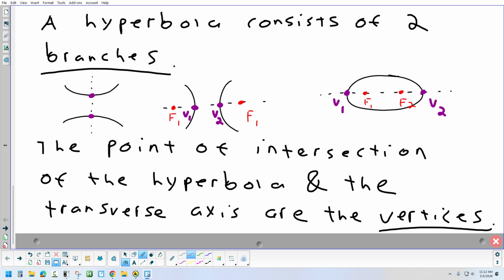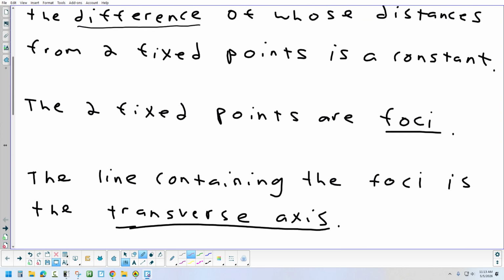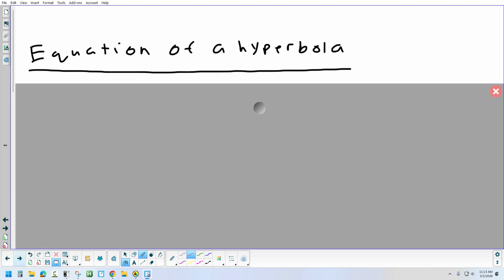So look at the difference between the vertices and the foci. In an ellipse, the foci are inside the vertices. In a hyperbola, the foci are outside the vertices. And that's how everything is today. It's like everything is just the opposite of what it was yesterday. Any question on that? So those are all the different terms that we'll use when we talk about ellipses. I mean, hyperbolas. I'll do that a lot today.